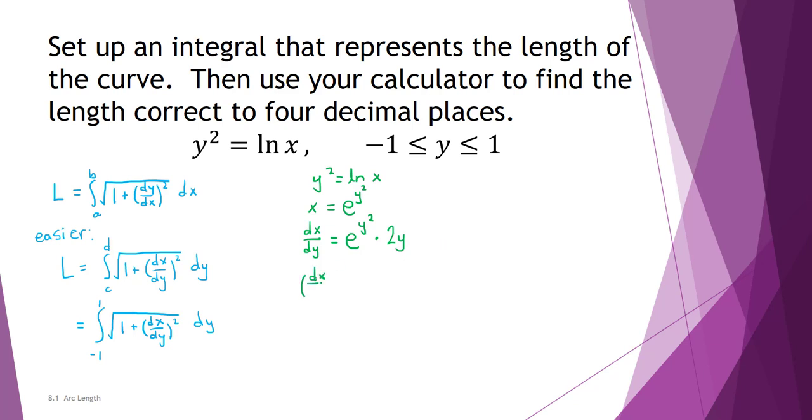So our derivative, dx dy, squared, is equal to the expression 2y e to the y squared, squared, which is 4y squared e to the 2y squared, remembering that we multiply the exponents. Now our expression for the arc length becomes the integral from -1 to +1 of the square root of 1 plus 4y squared e to the 2y squared dy.